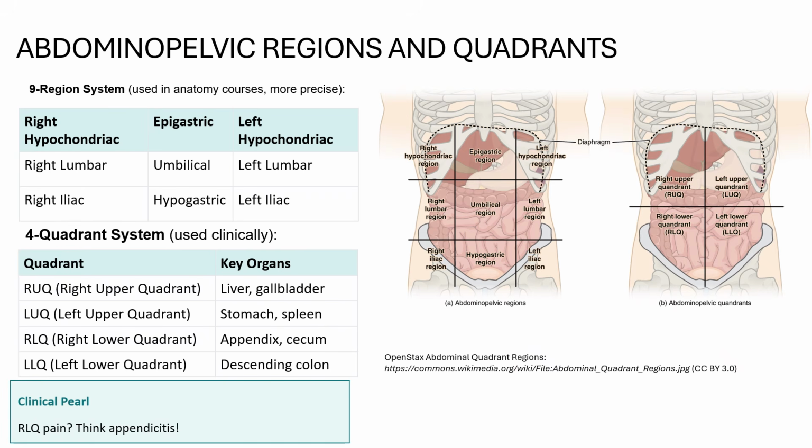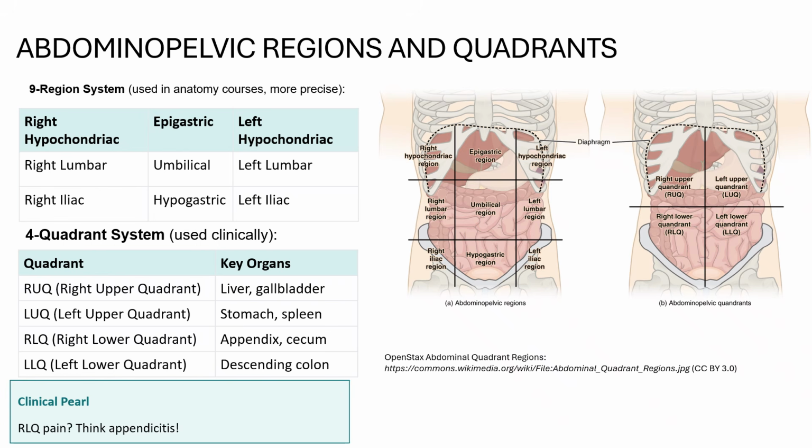Clinicians describe locations in the abdominopelvic cavity with two systems. The nine region system is like a tic-tac-toe grid. The top row is right hypochondriac, epigastric, left hypochondriac. Middle right is right lumbar, umbilical, left lumbar. Bottom is right iliac, hypogastric, left iliac.